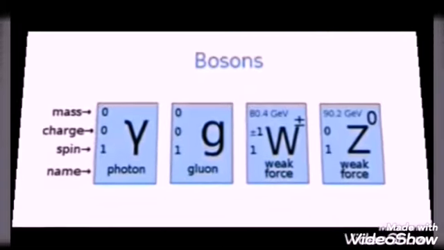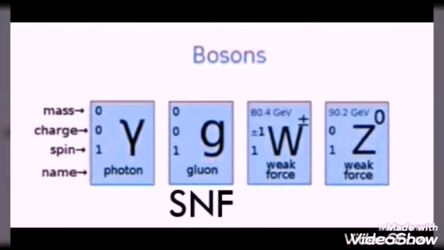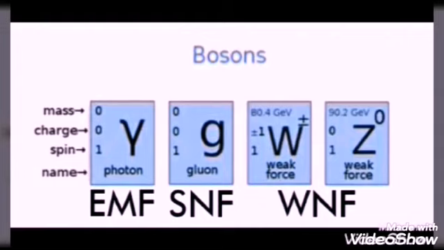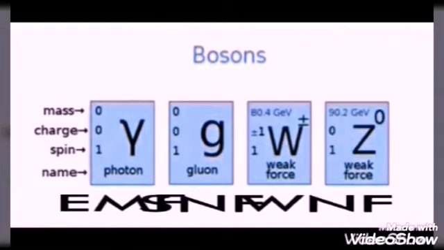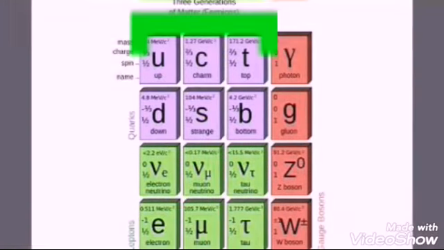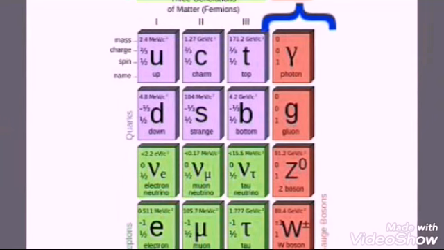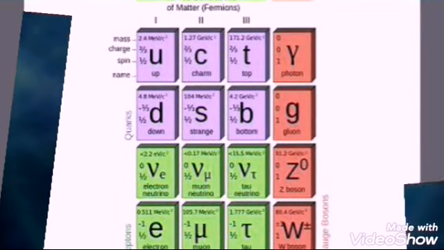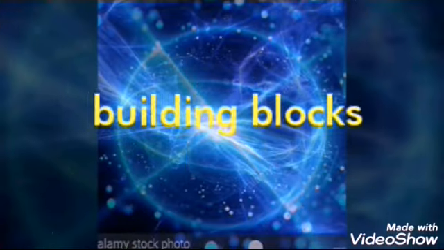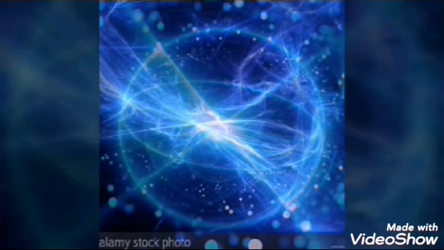But we know of particles that cause the other 3 forces. The gluon for strong nuclear force, the photon for electromagnetism, and the W and Z bosons for the weak nuclear force. This is the Standard Model. 12 particles, governed by 3 forces, leaving gravity aside, caused by the exchange of 4 other particles. This is it. These are the building blocks of the universe.